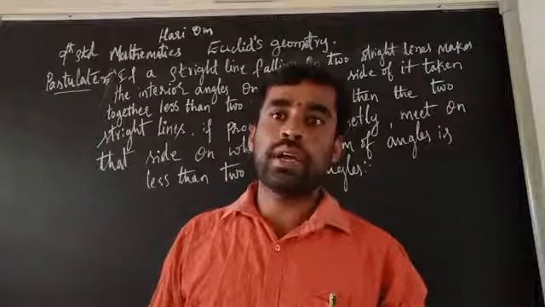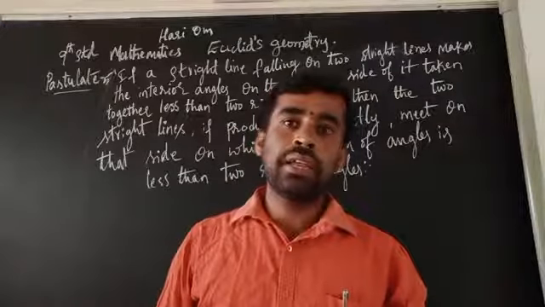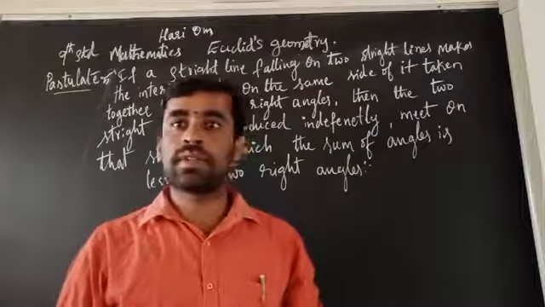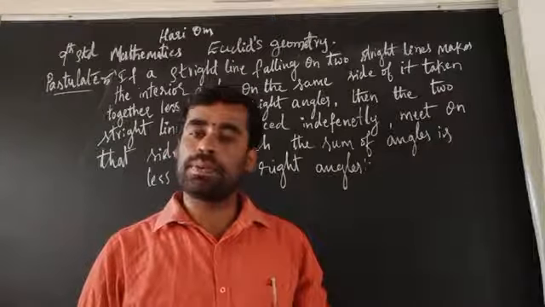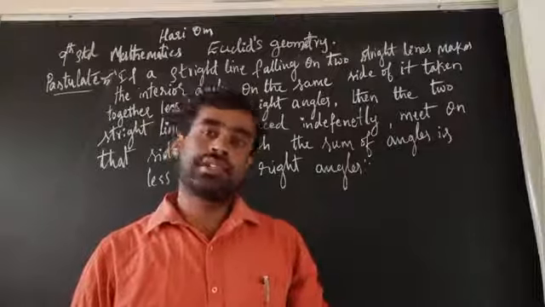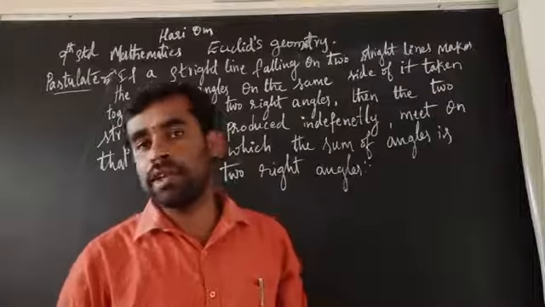Dear students, we come to postulate number 5. If a straight line falling on two straight lines makes the interior angles on the same side of it taken together less than two right angles, then the two straight lines, if produced indefinitely, meet on that side on which the sum of the angles is less than two right angles.